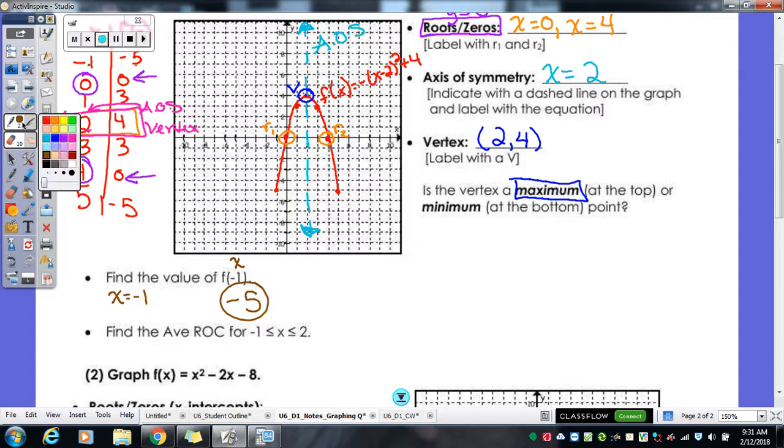Then they want us to find the average rate of change. That's what ROC stands for, small shorthand for rate of change, for -1 to 2. So again, they've given us the 2 x values. -1 is the first x value, 2 is the second one. We have to finish off the points. So it's the point (-1, -5), and then the point (2, 4).